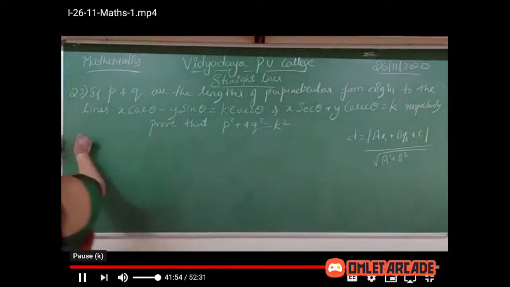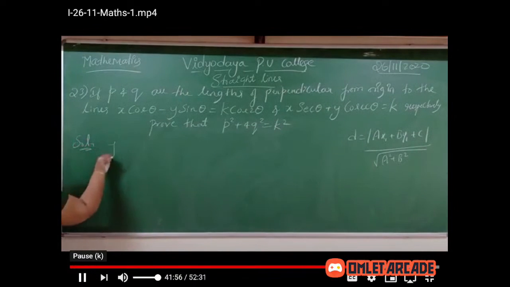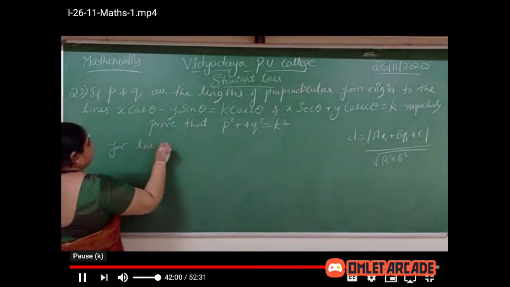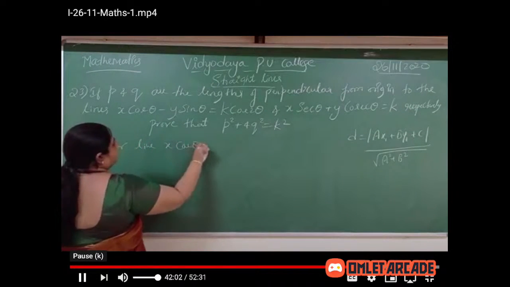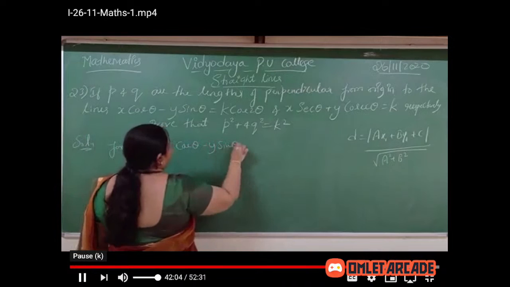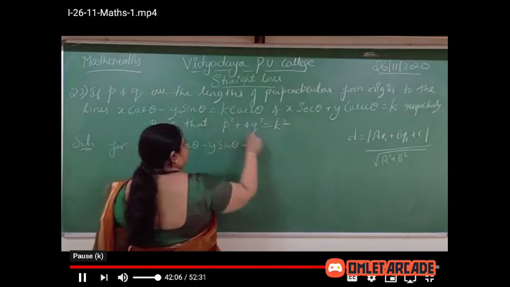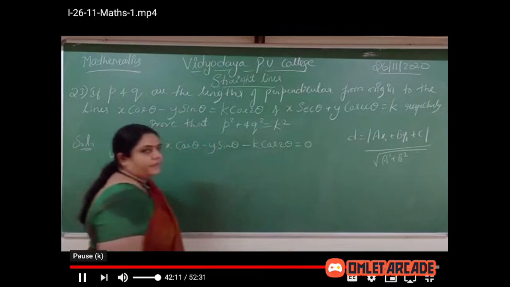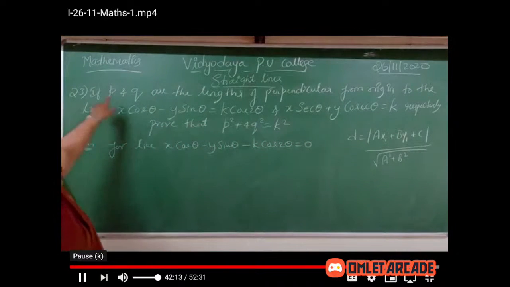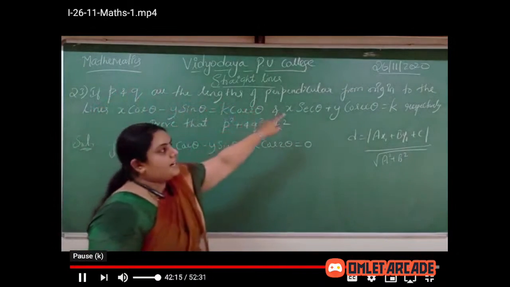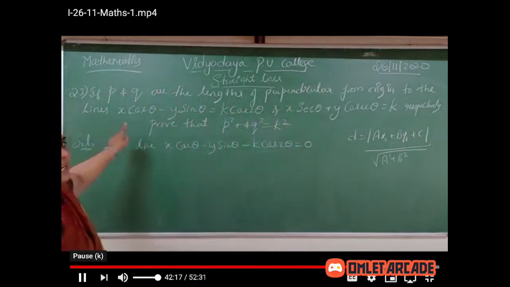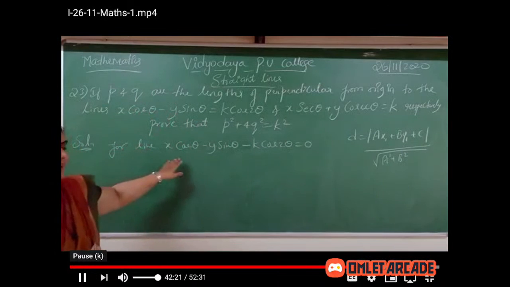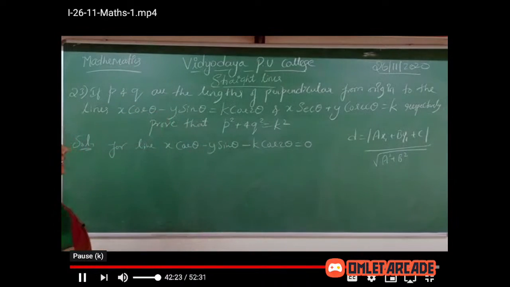So first see the solution for the first line. What is the first line we have? For the line x cos theta minus y sin theta, let me shift this, so minus k cos 2 theta is equal to 0. This is the first line. And p is what? The length of perpendicular from the origin to this line. For the first line, this is the equation of the line.